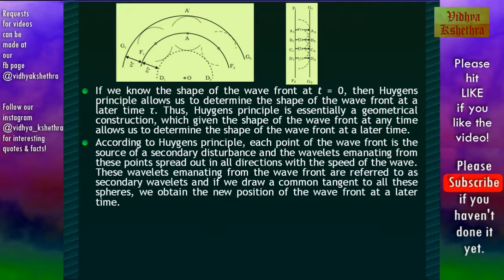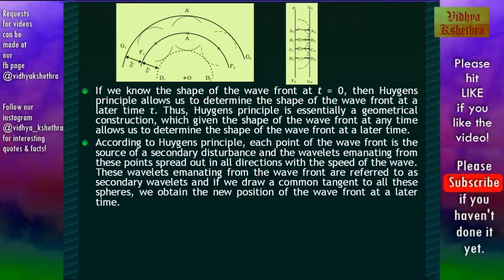According to Huygens principle, each point of the wavefront is the source of secondary disturbance, and the wavelets emanating from these points spread out in all directions with the speed of the wave. These wavelets emanating from the wavefront are referred to as secondary wavelets, and if we draw a common tangent to all these spheres, we obtain the new position of the wavefront at a later time. In this figure, we can see an initial wavefront F1, F2. Now, after a time interval tau, we have to find the position of the new wavefront.